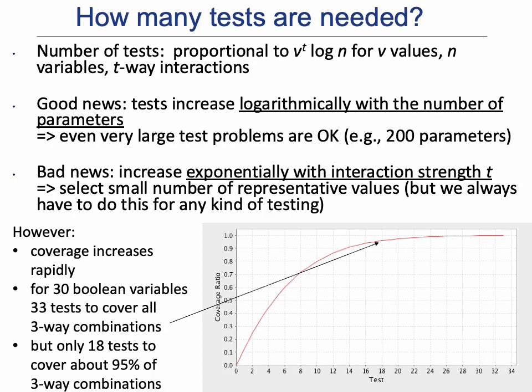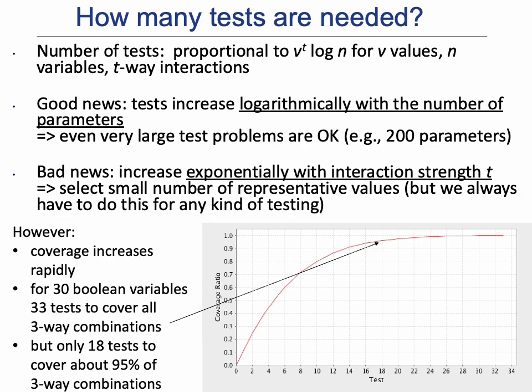So in general, how many tests are needed? We've seen a number of different examples involving different numbers of parameters and values per parameter and interaction strengths, and this affects the test suite size considerably. In general, the test suite size is proportional to this expression, v to the t log n, where v is the number of values. For example, if it's binary variables, then v is 2, t is the interaction strength, 3-way combinations means t equals 3, 4-way combinations t equals 4, and so on. And n is the number of variables.